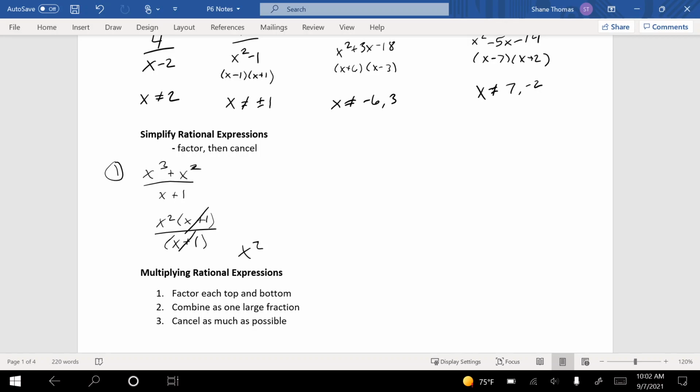Questions on that one so far? Not bad, right? Okay. So one more here. If I have x squared plus 6x plus 5 over x squared minus 25.